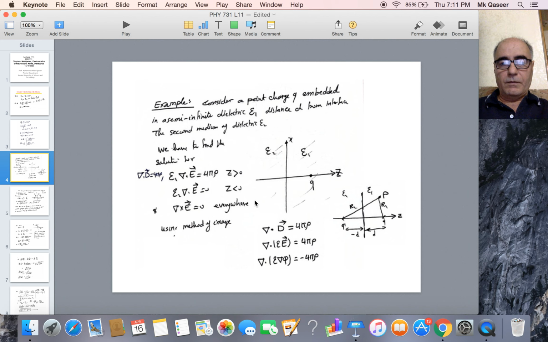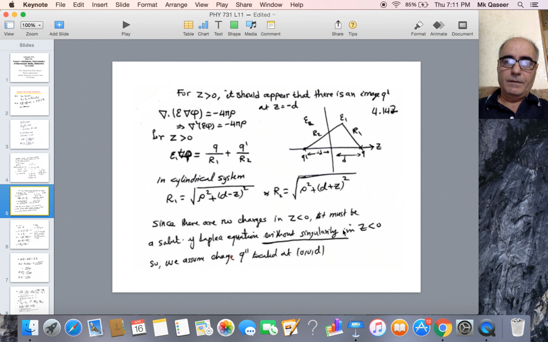Now we'll use the method of images. First we take an image of Q at Q prime and then calculate the potential for z positive. This is R1 and this is R2. The image is located at minus t. Doing so, we know that epsilon 1 phi is a solution given by Q over R1 plus Q prime over R2. I'll use a cylindrical system of coordinates.